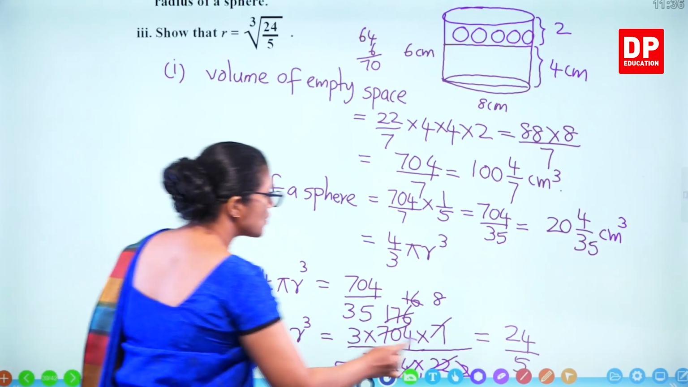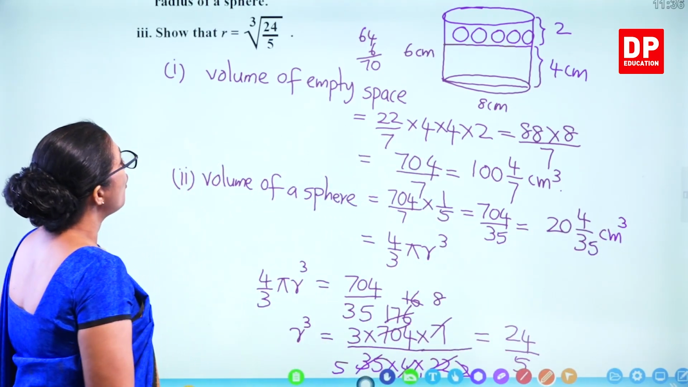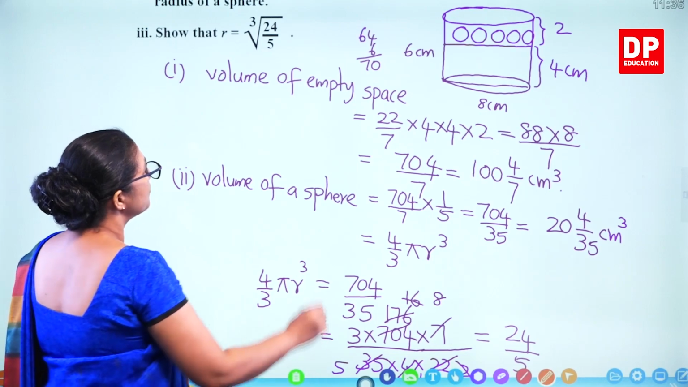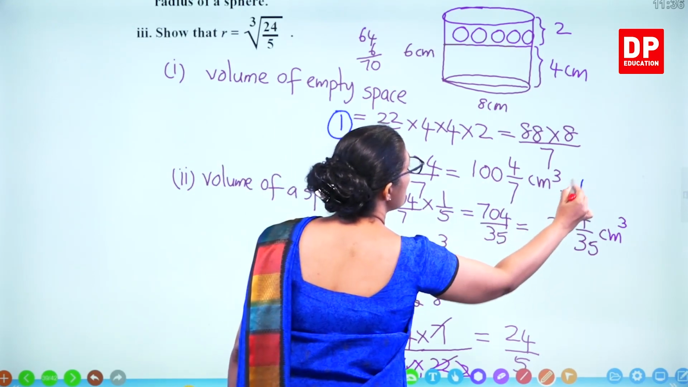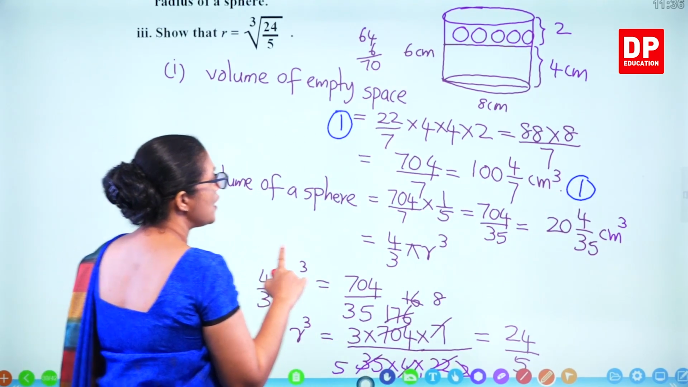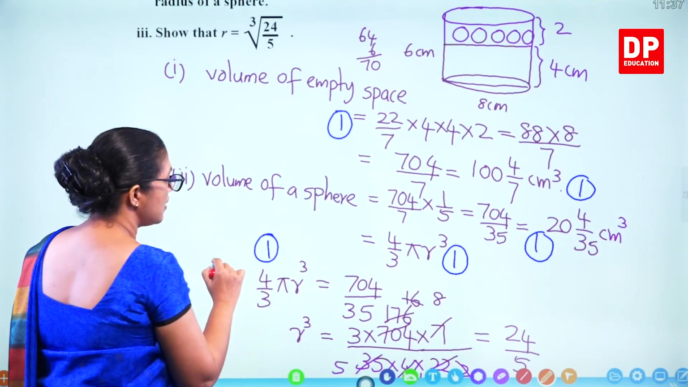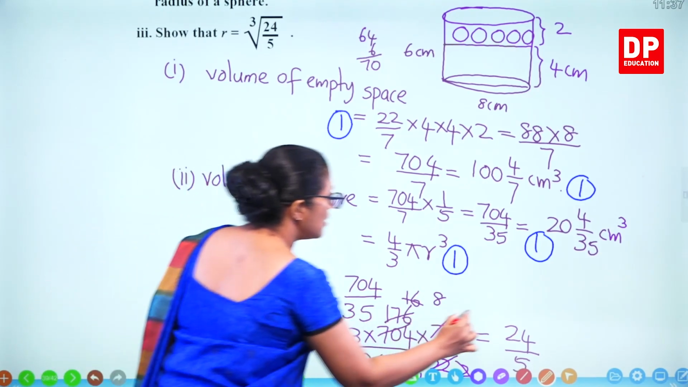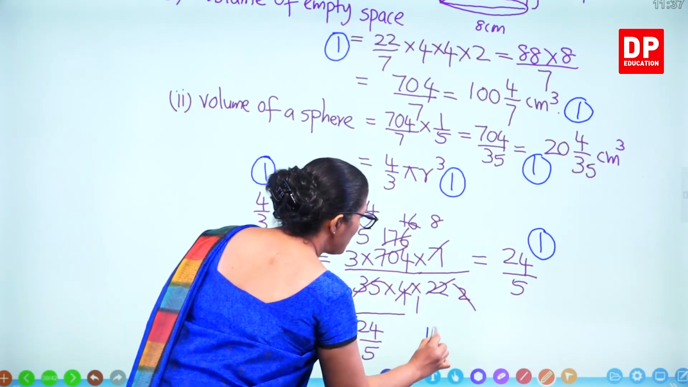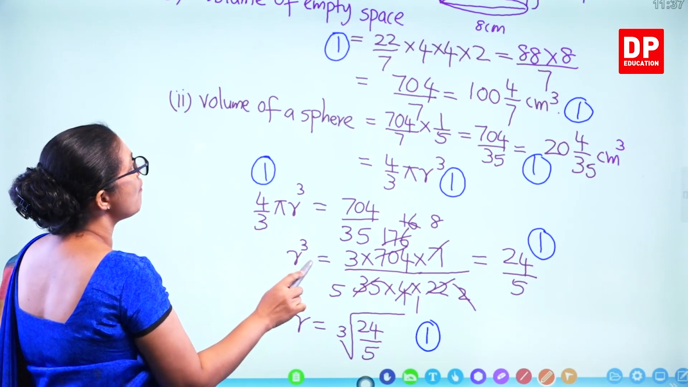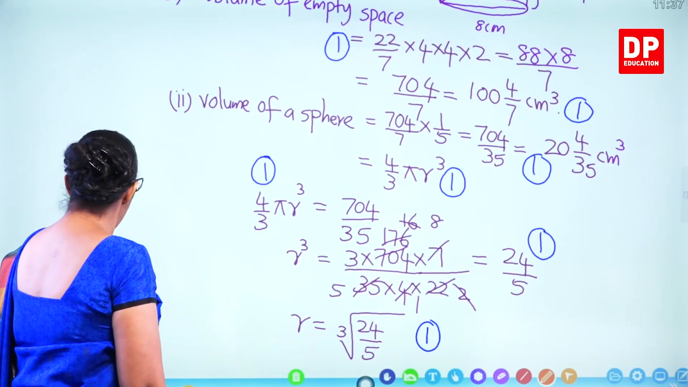So, we'll first give marks for this one. Volume of empty space. So, 1 mark here and 1 mark, 2 marks for that. And volume of the sphere, 1 mark and 1 mark. Equating 1 mark and solving here, this one mark, and finding the cube root, 1 mark. So how many marks? 1, 2, 3, 4, 5, 6, 7 marks up to this point. And we'll see next part.